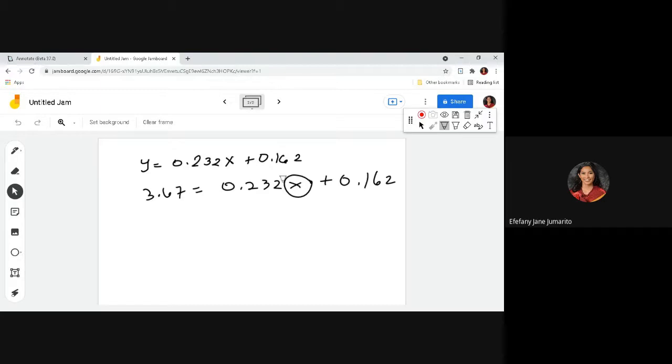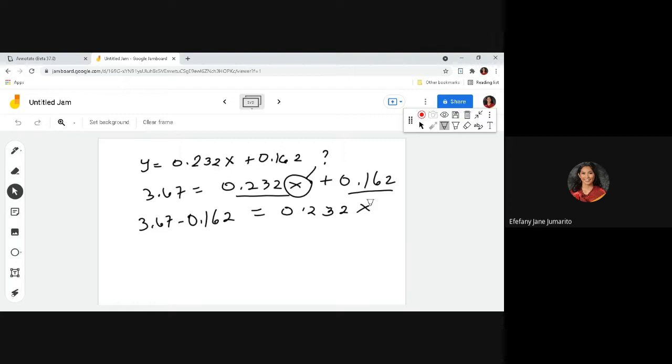Okay, so in supplementary class, we have this line. Now we have this equation, then we are going to find x. What are we going to do? We will isolate x on the left side. Since this is an addition, we will just transpose. So 3.67, what will happen to 0.162? Negative, ma'am. 3.67 minus 0.162 is equal to, yes, ma'am.